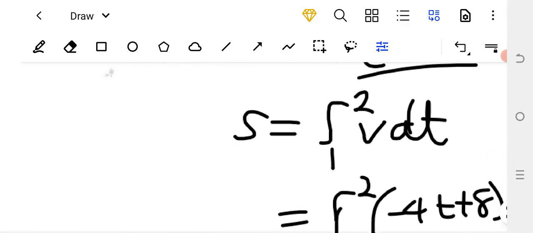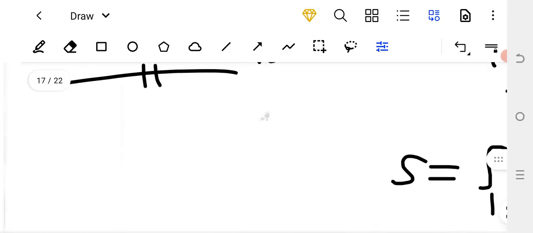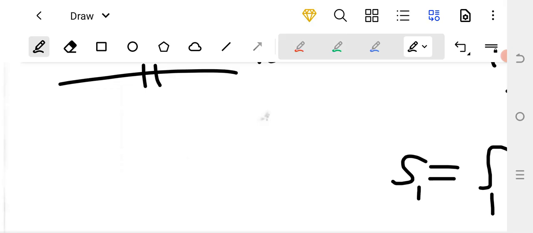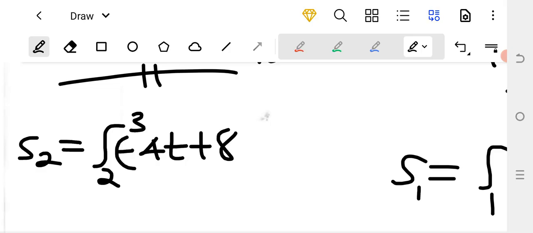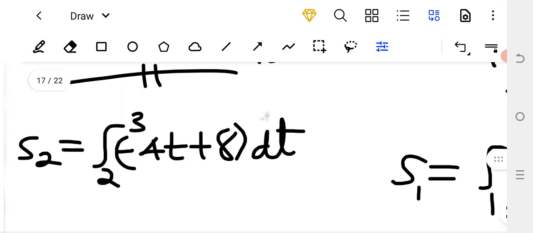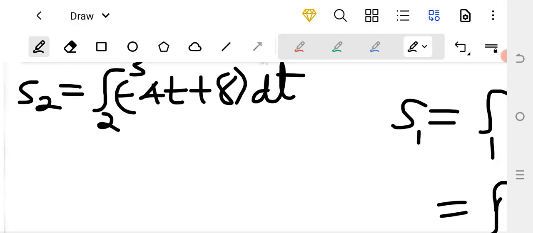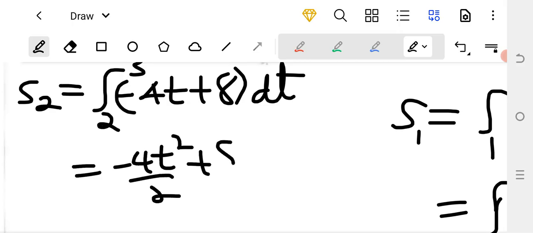And then your S2 will be found like this. So this is your S1. S2 is equal to the integral from 2 to 3 seconds. Why am I saying from 2 to 3 seconds? At 2 seconds it comes to a momentary halt. So this distance that we are finding between 2 to 3 seconds is actually going to be negative. If you don't get a negative answer here, it means we have done something wrong. But if you get a negative answer, showing that we are going in the opposite direction, it is equal to negative 4t to the power 2 divided by 2 plus 8t, and then we are integrating from 2 to 3.